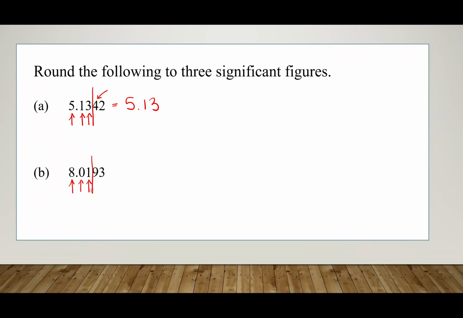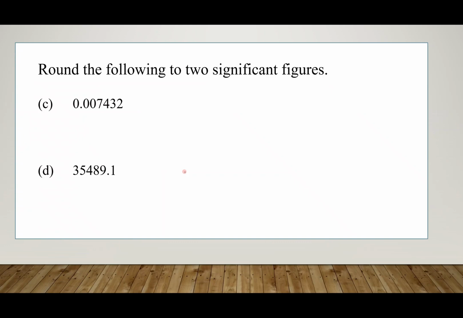Now this time when I look to the right, I can see that my number is 5 or bigger, it's a 9. So this tells me that I'm going to round my 1 up to a 2. So my 8 and my 0 stay the same, but the 1 actually rounds up to a 2. Once again, I do not need to include any zeros after this point.